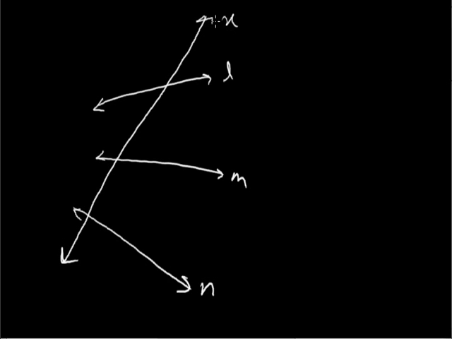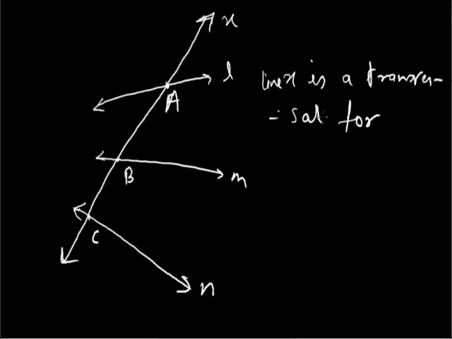Suppose these are three lines L, M and N, and any other line, suppose X, intersects these three lines at three distinct points, suppose A, B and C. Line X intersects line L at A, line X intersects line M at B, and line X intersects line N at C. Then this line X is a transversal for lines L, M, N. Now I think the concept of transversal is clear.